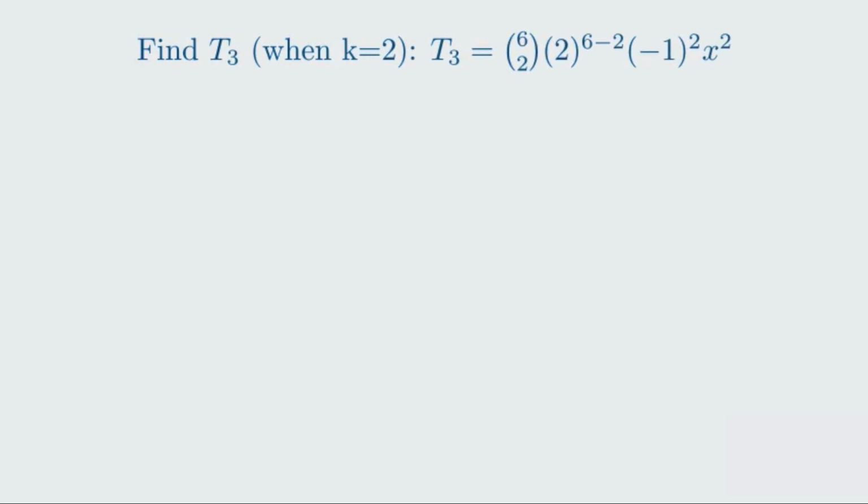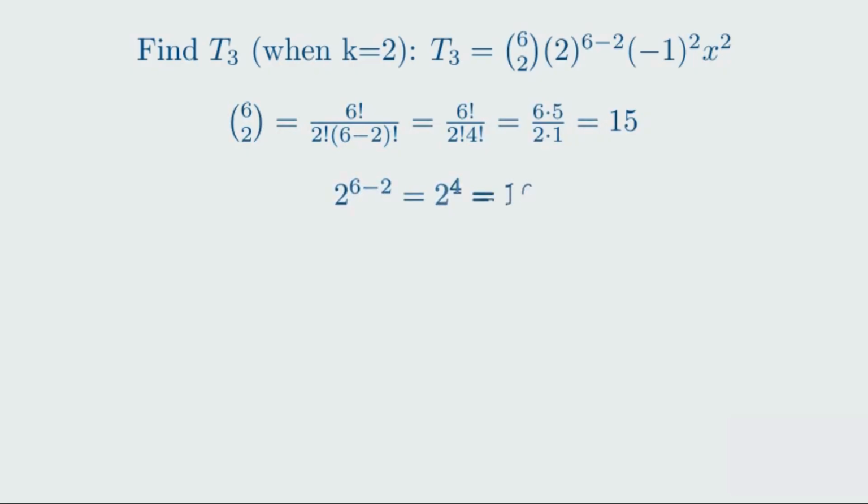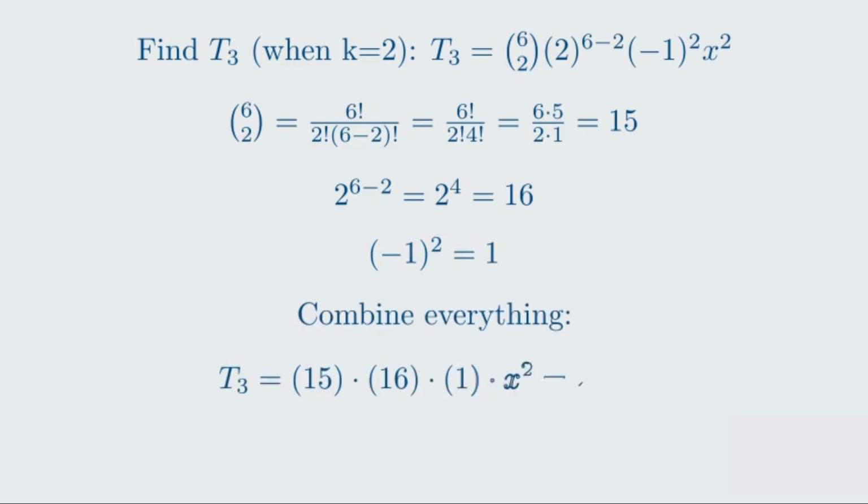Let's calculate the components. First, the binomial coefficient, 6 choose 2. Remember the formula. This is 6 factorial divided by 2 factorial times 4 factorial. Expanding this out gives us 15. So the numerical coefficient is 15. Next, we have 2 raised to the power of 4. 2 to the 4th power is 2 times 2, 4 times, which equals 16. And finally, negative 1 squared. Negative 1 squared is positive 1. Now we combine all the pieces. The coefficient is 15 times 16 times 1, which equals 240. So the x squared term is 240x squared. The coefficient of x squared is 240.